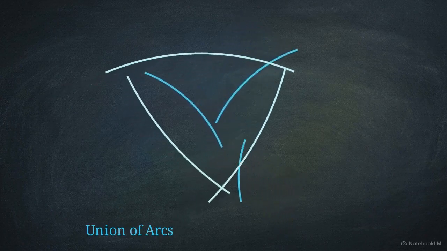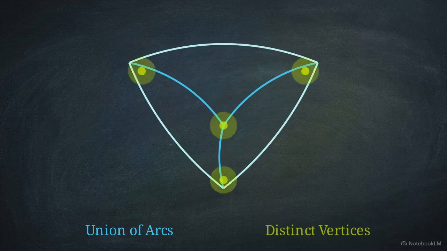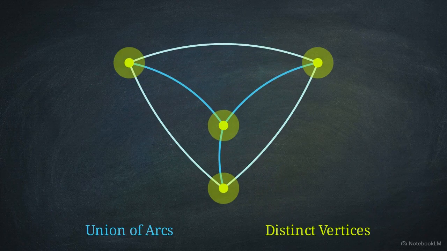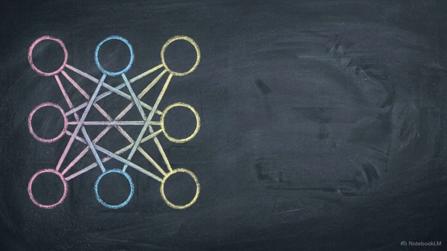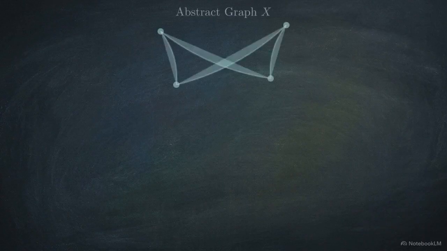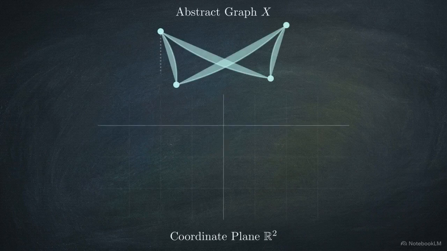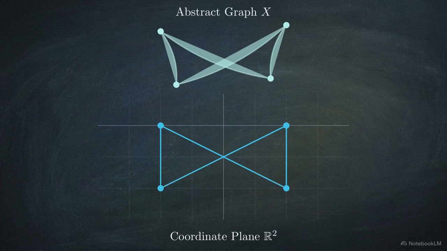A topological graph is a space constructed from a union of arcs, which meet only at distinct endpoints called vertices. Mathematically, this graph exists as an abstract set of relationships. Drawing it on a page is a completely separate action. That drawing process is an embedding, an injective continuous map from abstract graph space into the two-dimensional coordinate plane. Injective is the crucial constraint. No two distinct points can map to the exact same coordinate.